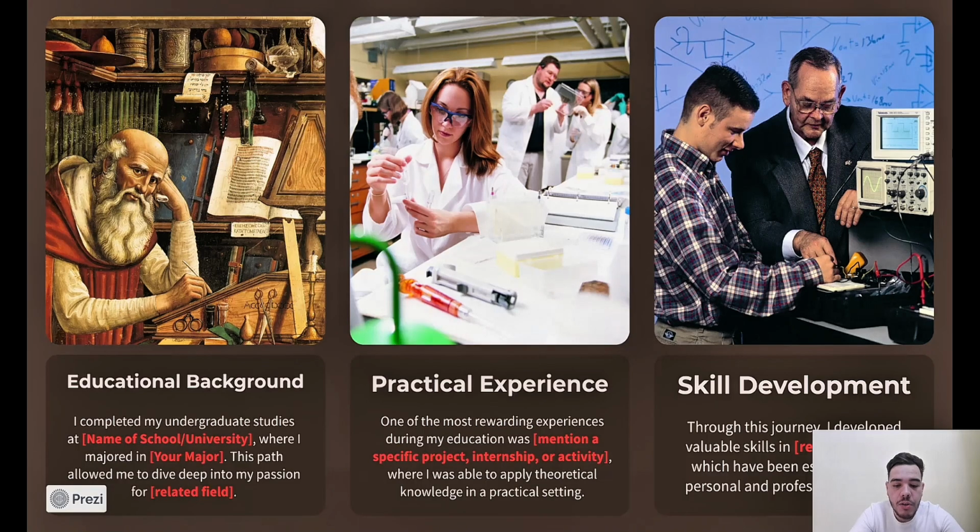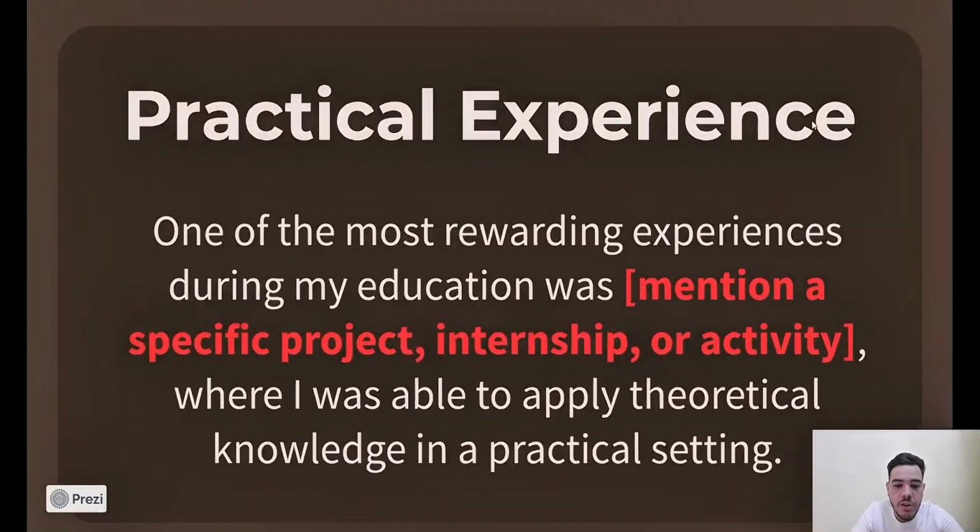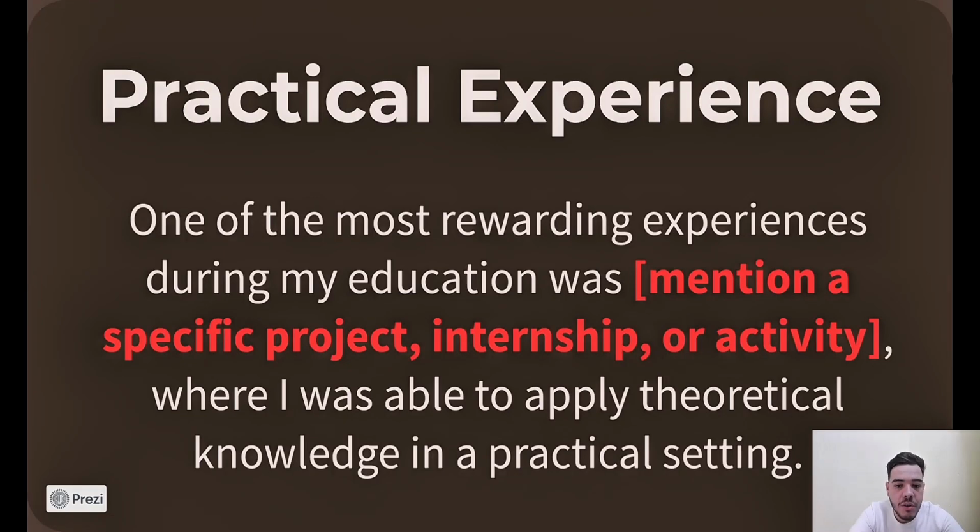Now, concerning your practical experience, it is not going to be that difficult. So, you are going to say, one of the most rewarding experiences during my education was, and here you mention a specific project, internship, or a specific activity, which means that during your previous education, you obviously need to mention something special about it. I mean, did you have any internship? Did you have any special activity that is worthy to mention? After that, you need to mention this sentence where I was able to apply theoretical knowledge in a practical setting. So you need to keep it as it is.